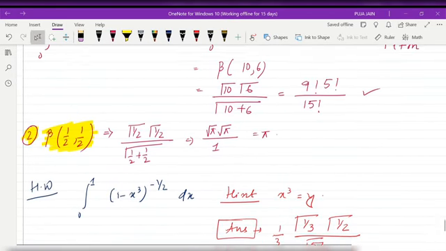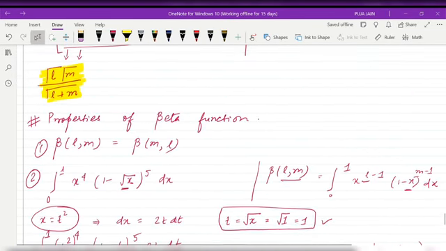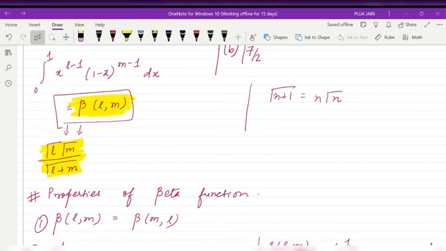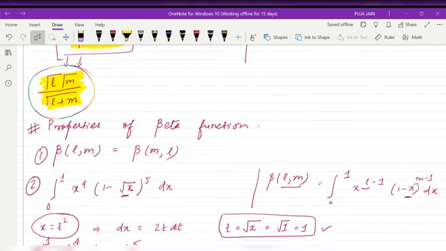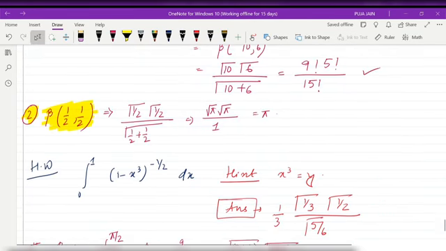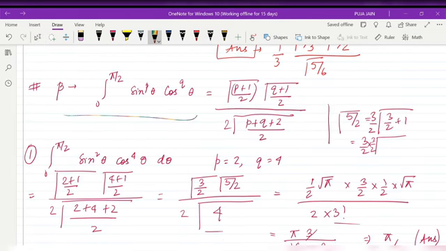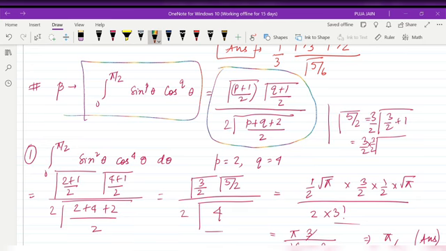So the two important formulas you need to know in the case of the gamma function are these. Beta L comma M is the integral from 0 to 1 of x to the power L minus 1, (1 minus x) to the power m minus 1 dx, and this is equal to gamma L gamma m by gamma function of L plus m. Second important formula is the integration of sin^p theta cos^q theta from 0 to pi by 2, and this is our result. This is more common, this is more important.